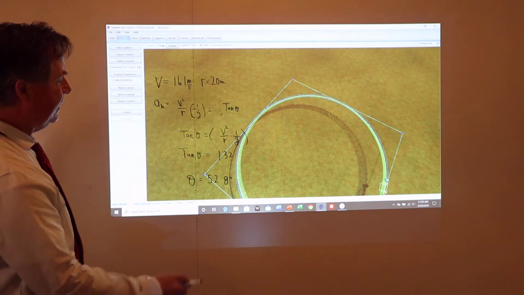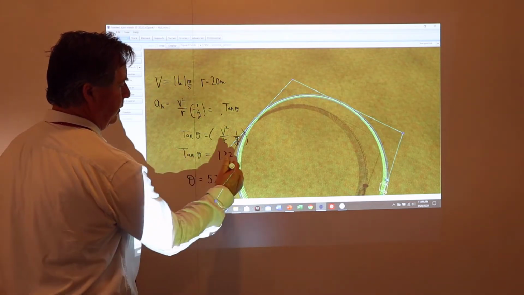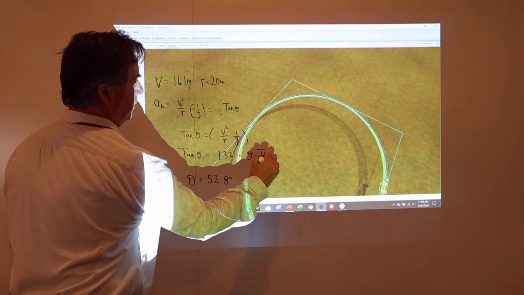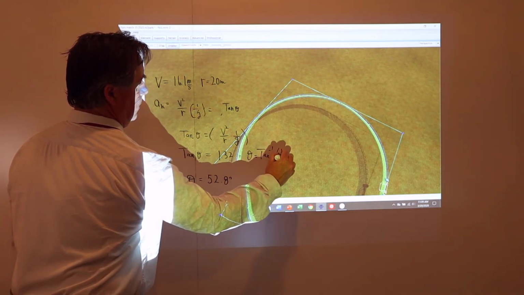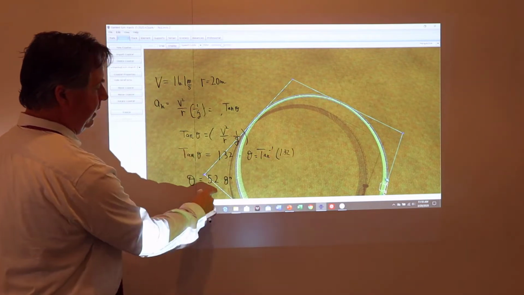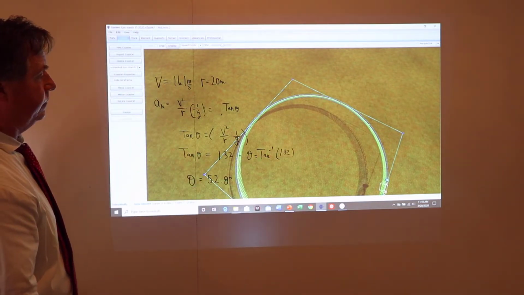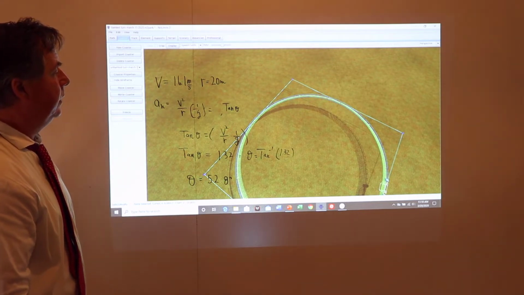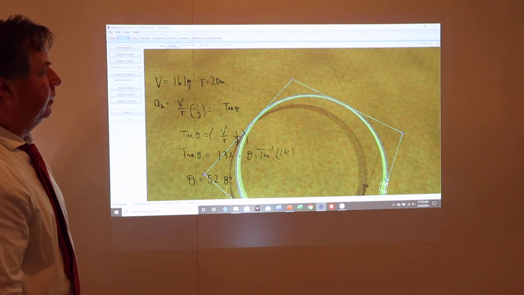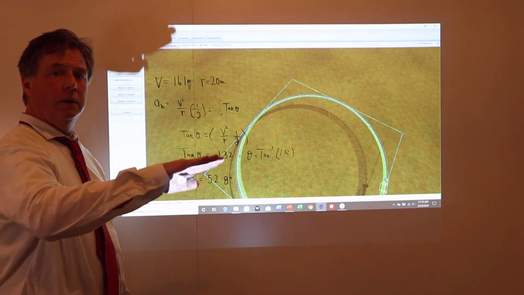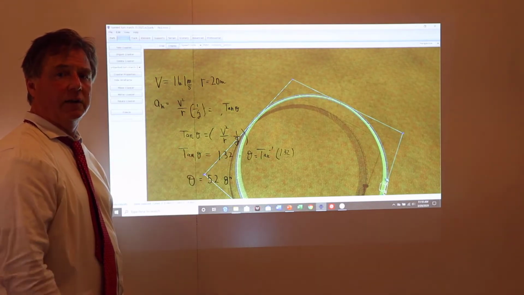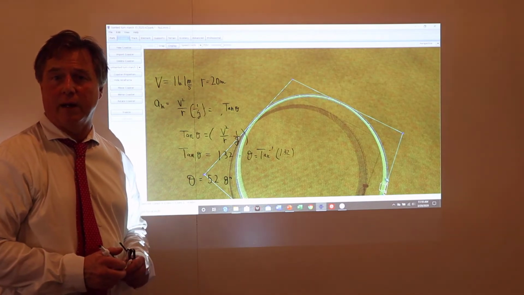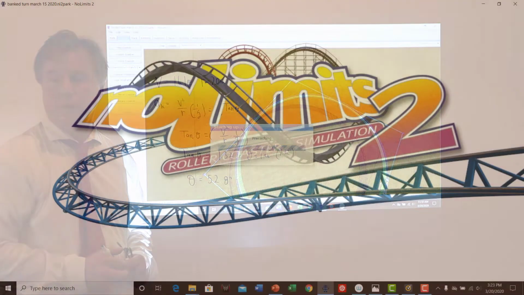If I take the tangent inverse of both sides, I get a value of 52.8 degrees. So at a banking angle of 52.8 degrees, the rider will feel no horizontal acceleration along the car. So that's going to be a much more comfortable and far less dangerous ride for the rider of the car.